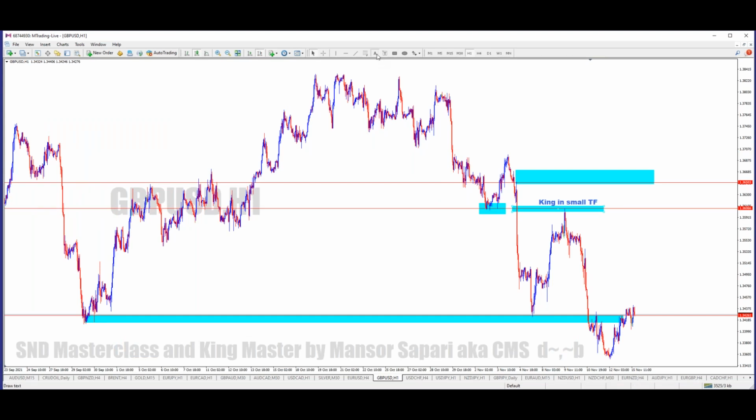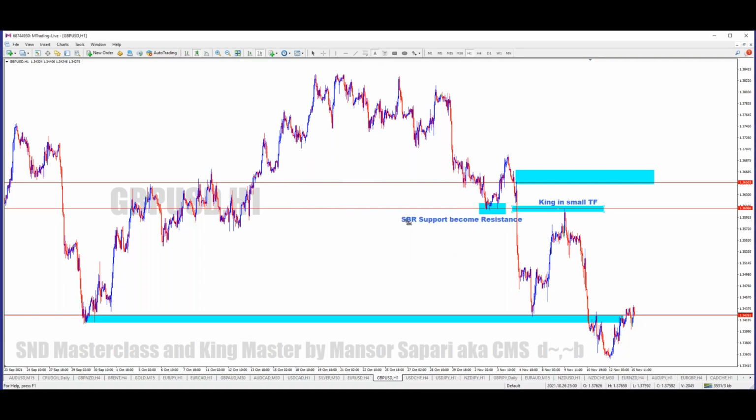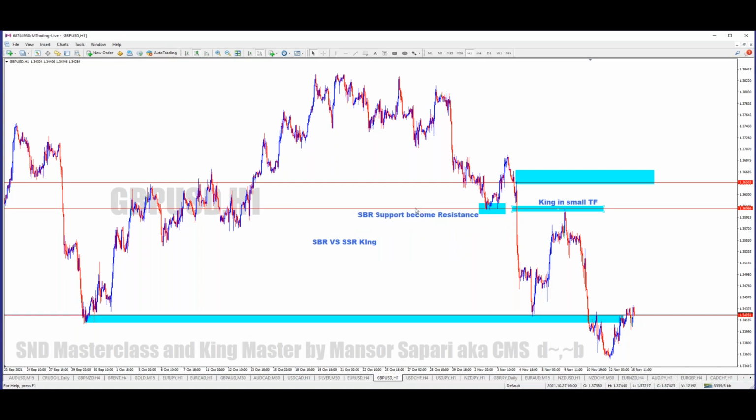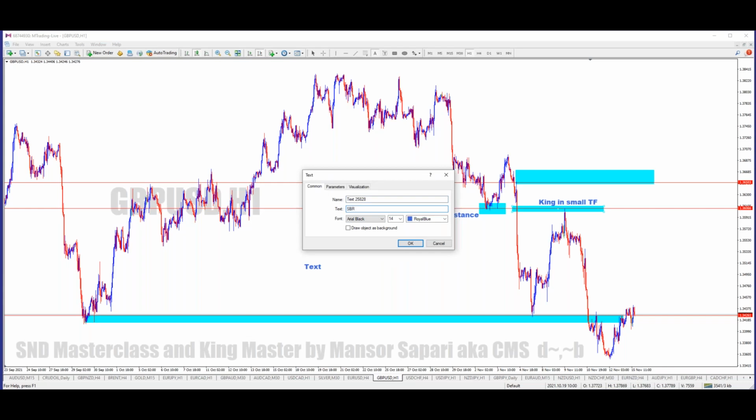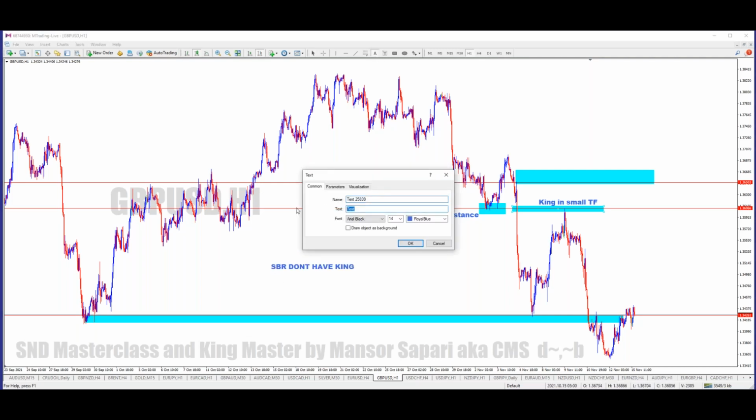Yes. This is called SBR, support become resistance. This is the most basic SBR, support become resistance. What is the difference between SBR versus SSR king? But SBR is quite dangerous. It's quite risky. In SBR, you don't have king. In an SSR, you have king. But SBR is quite dangerous.